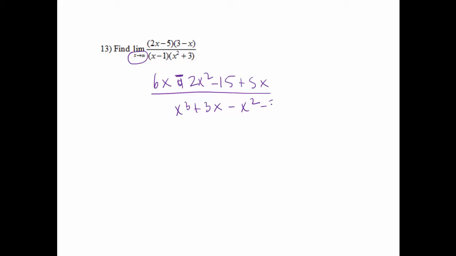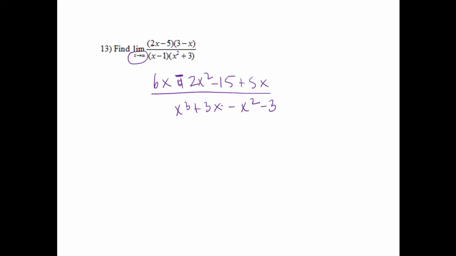Okay, number 13, find the limit as x approaches infinity of (2x minus 5) times (3 minus x), all over (x minus 1) times (x squared plus 3). All right, as we are finding x approaching infinity, what we want to do is to find an end behavior model. So the first thing that we want to do is FOIL this out, and if I do that, I get 6x minus 2x squared minus 15 plus 5x all over x cubed plus 3x minus x squared minus 3.